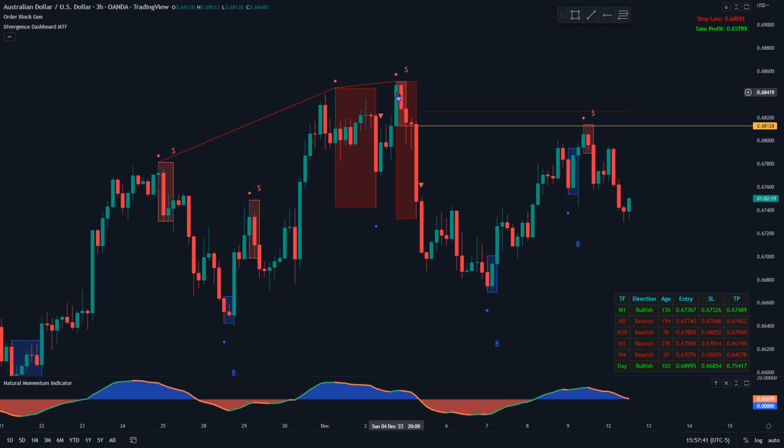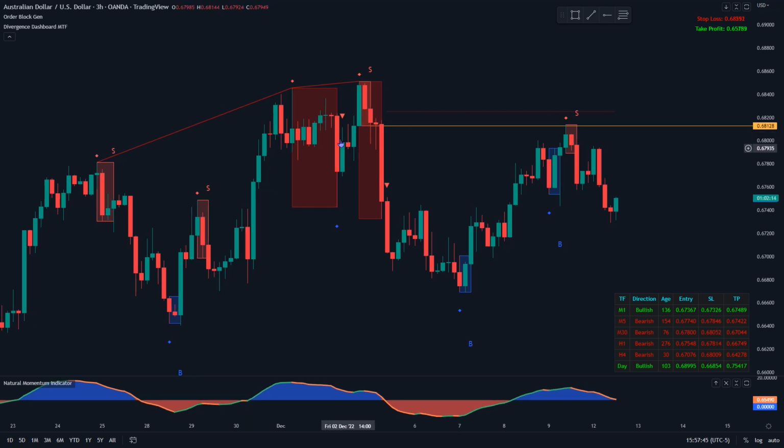And that just happens sometimes. Price will do what it wants. It doesn't always have to perfectly respect things like divergence. That's why we go with highest probability trades.